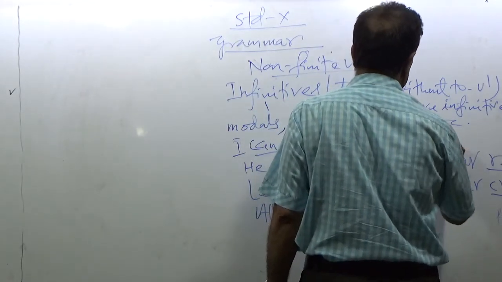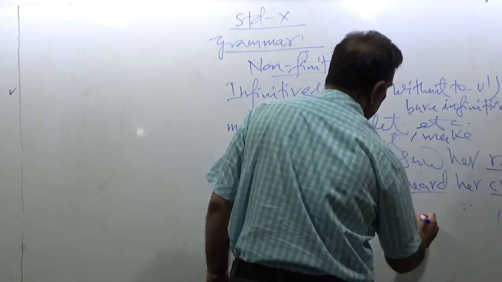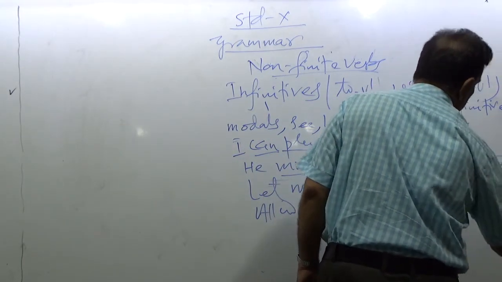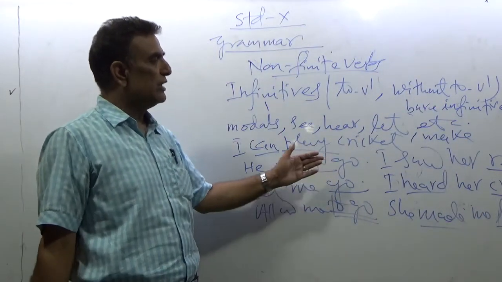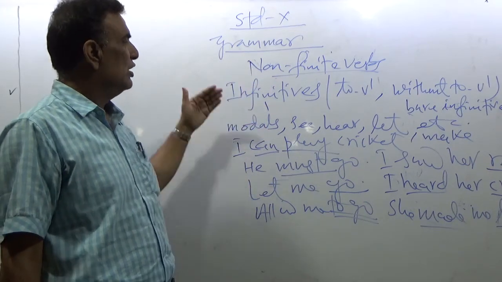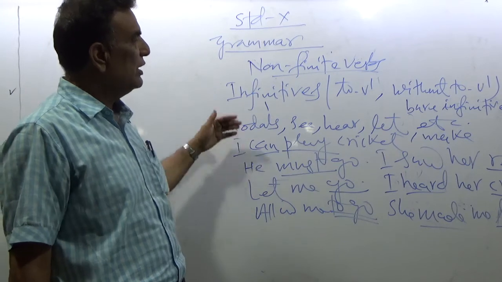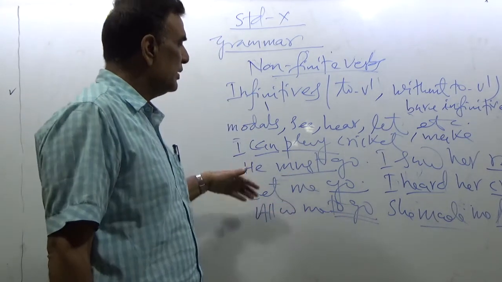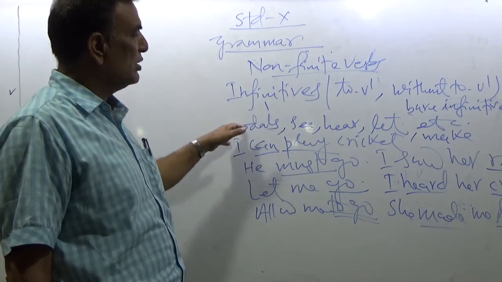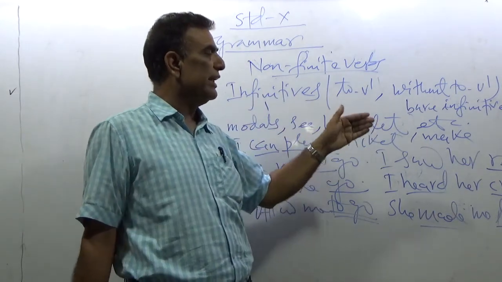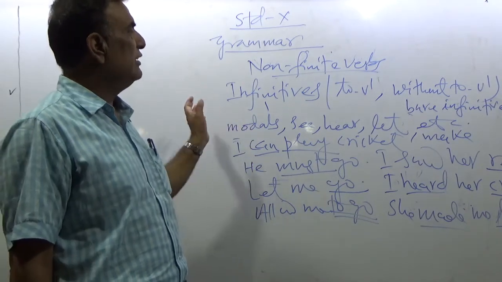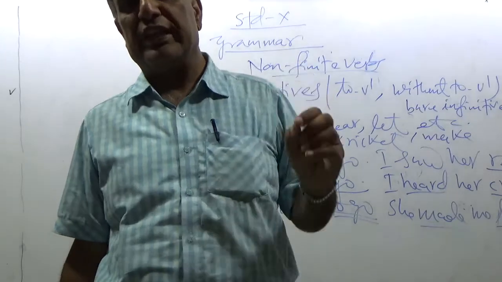Also made. See, made me laugh. After made, bare infinitive. So you can see how to infinitives and how bare infinitives are used. To infinitives can be used in all these forms that I told you just before, and the infinitives without to are just used after modals, see, hear, let, make. After these verbs, bare infinitives are only used, and these all are called non-finite verbs.